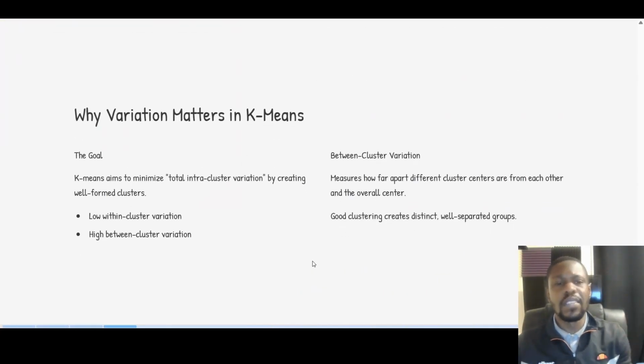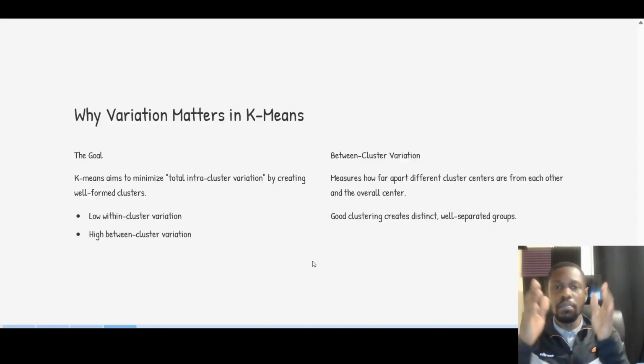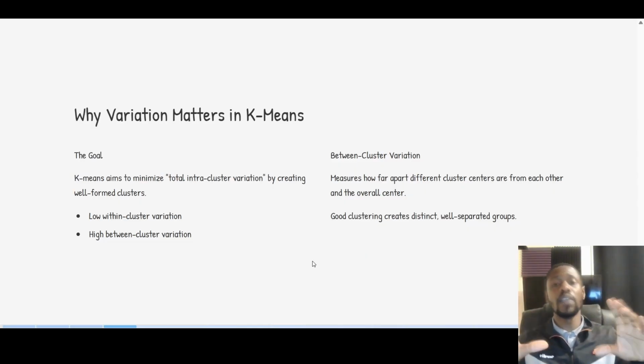So why does variation even matter in k-means clustering or averaging? K-means aims to minimize the total intra-cluster variation by creating well-formed clusters. We want clusters to have low variation within clusters and a high variation between clusters. In other words, we want a good boundary of separation between the clusters so that we know, okay, this particular person belongs to this group clearly. We can clearly define this because we have enough separation between the groups.